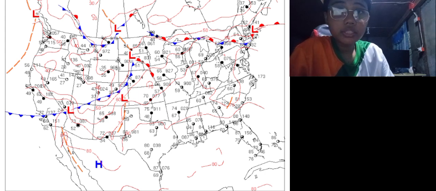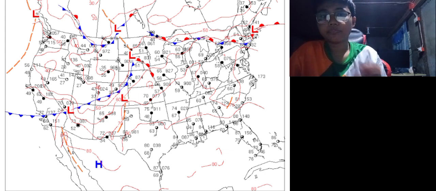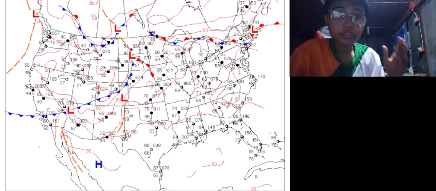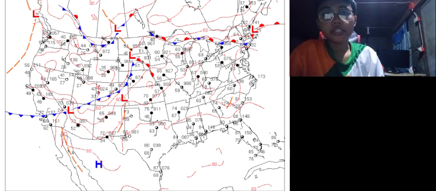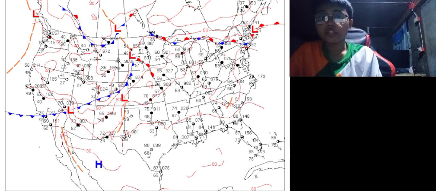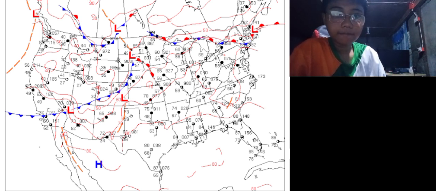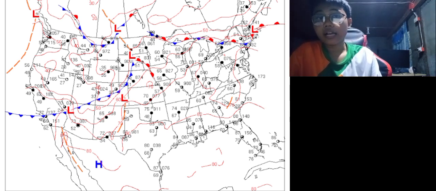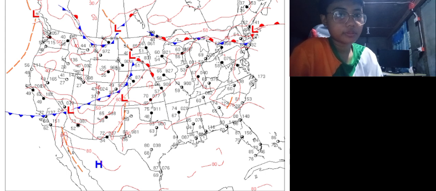Now we see here a surface weather map. So let us first identify the pressure systems. What are the two pressure systems again? Yes, that is correct. The high and low pressure systems.